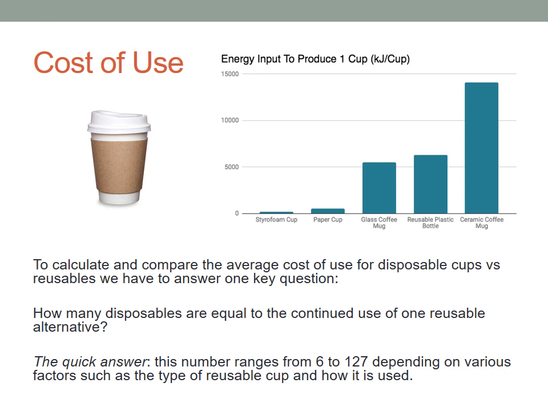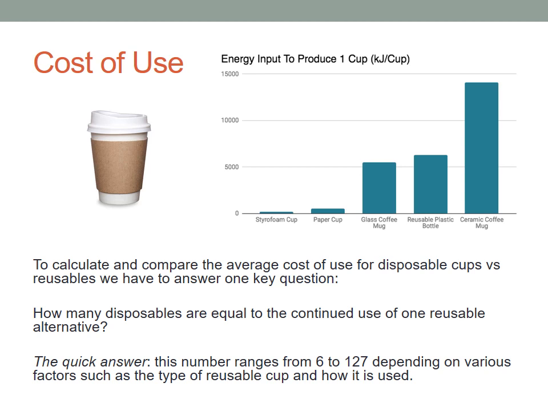So to calculate and compare the average cost of use for disposable cups versus reusables, we have to answer one key question. How many disposables are equal to the continued use of one recyclable alternative? Now, let's put that more simply. How many styrofoam cups would I have to use once and throw away before I would equal the environmental impact of my glass coffee mug? So until I get to that number, I've actually made a worse decision. It's called a break-even point.